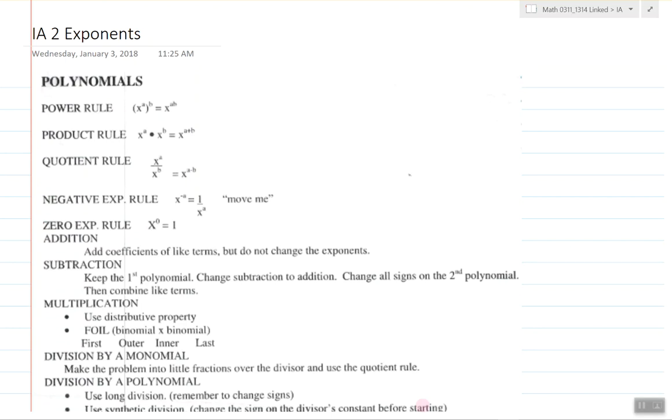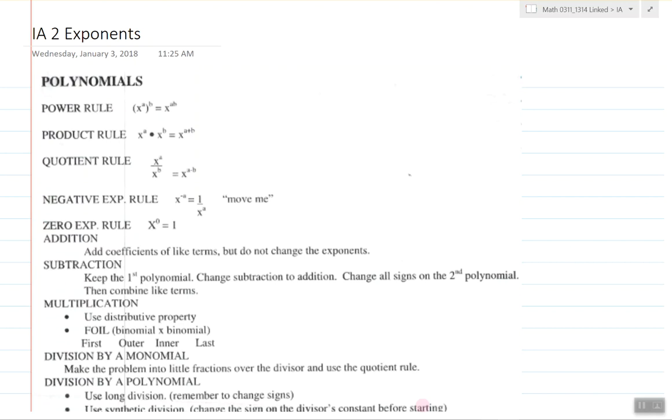This is lesson IA2 on exponents. I am hopeful that most of this information is going to be review, but it may be a well-timed review as we move into more complicated algebra topics. I have listed on the screen right now the properties that govern exponents, and they are usually just called the rules of exponents. I will briefly mention each one of these before we start using them.